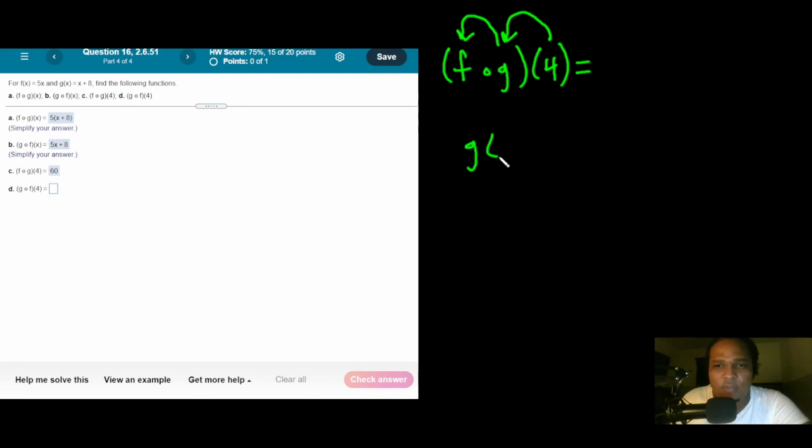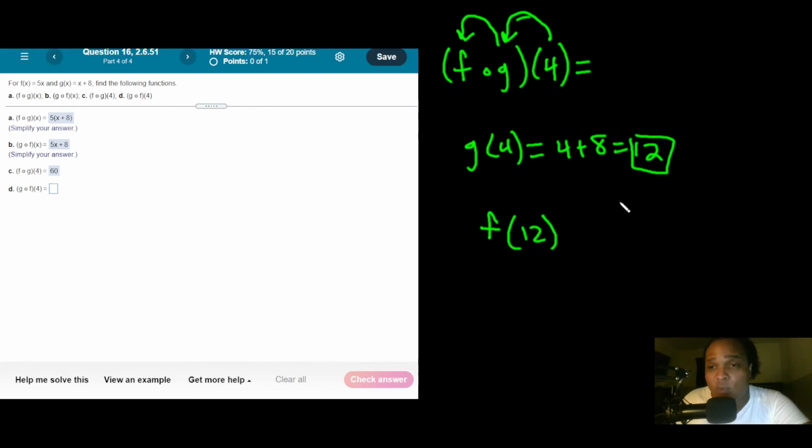What is g of 4? What is our g function? The g function is x plus 8. You plug the 4 in there, you get 4 plus 8, which we know is 12. That's this portion, the g of 4. Now that we have a 12, we're going to plug the 12 into the f. So what is our f? This is f of 12 now because we're plugging the 12 in there.